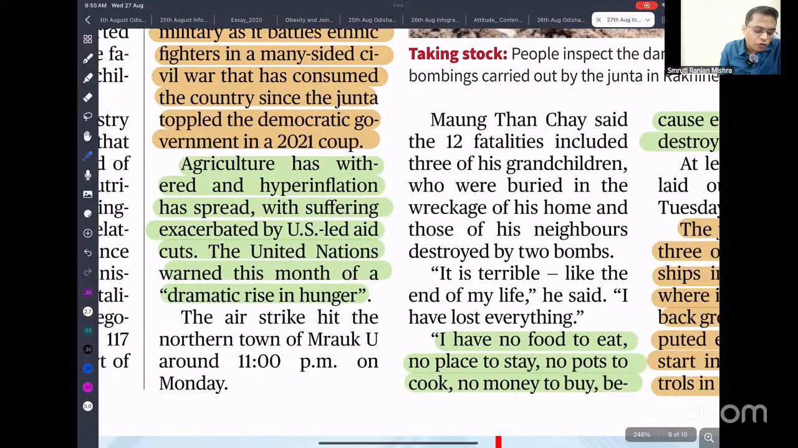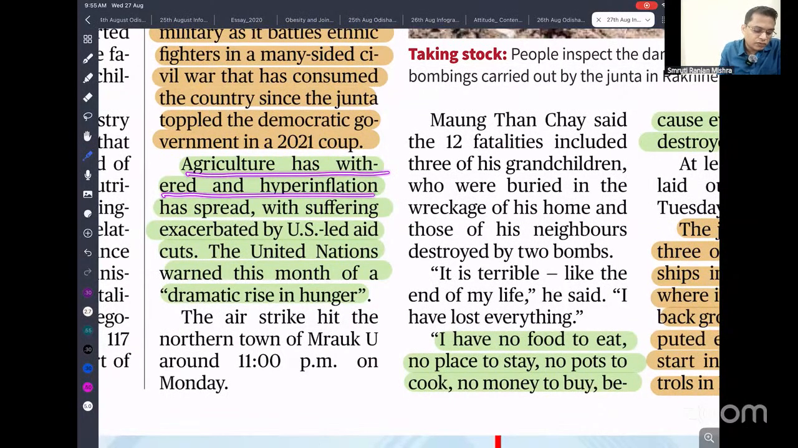So what other crises is Myanmar facing? Agriculture is withering and hyperinflation is spreading, with suffering exacerbated by USA-led aid cuts. Whenever they come to power, they are not bothered about the people's suffering. Because of that, people are facing hunger and hyperinflation, and somehow the USA aid being provided was helpful to overcome these problems. But after Donald Trump came into power, they stopped providing this aid. That also led to increasing the problem of hunger.